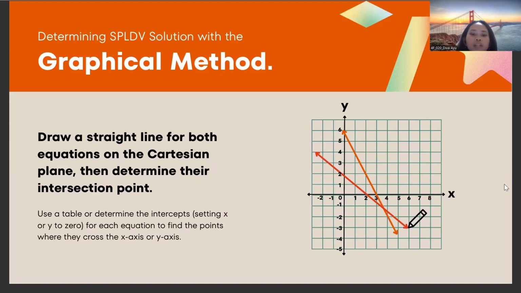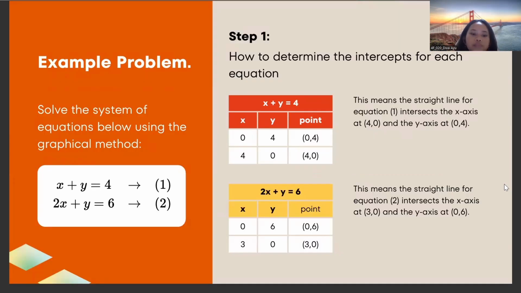First, let's look at the graphic method. In this method, we draw the graph of each equation on the Cartesian plane. To draw each line, we can use a table of values or determine the x-intercept and y-intercept by setting one variable equal to 0. After both lines are drawn, we find the point where they intersect. That intersection point is the solution to the system.